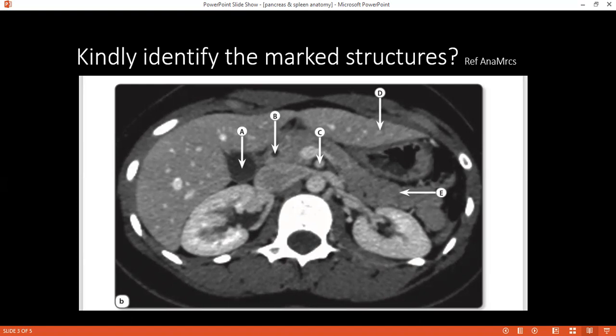Okay, good. Would you be able to identify the structures labeled A to E? What is A? This is the gallbladder. B, biliary tract. C, superior mesenteric artery, and D, left lobe of the liver, and E, tail of pancreas. Yeah, the body of.